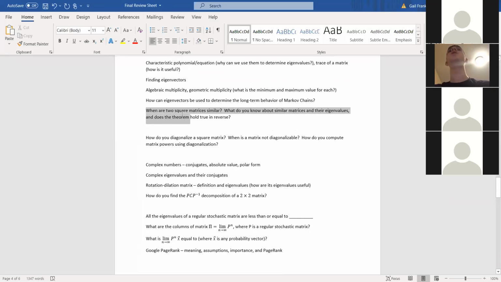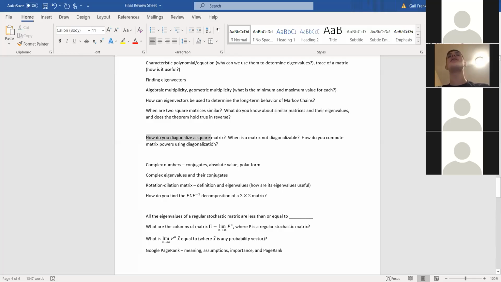When are two square matrices similar? If you can write them as A equals P B P negative 1. B doesn't have to be diagonal, but here B is diagonal. In similar matrices, they have the same eigenvalues. They have the same characteristic polynomials. But just because two matrices have the same eigenvalues doesn't mean that they're similar. So it works in one direction, but doesn't work in the other.